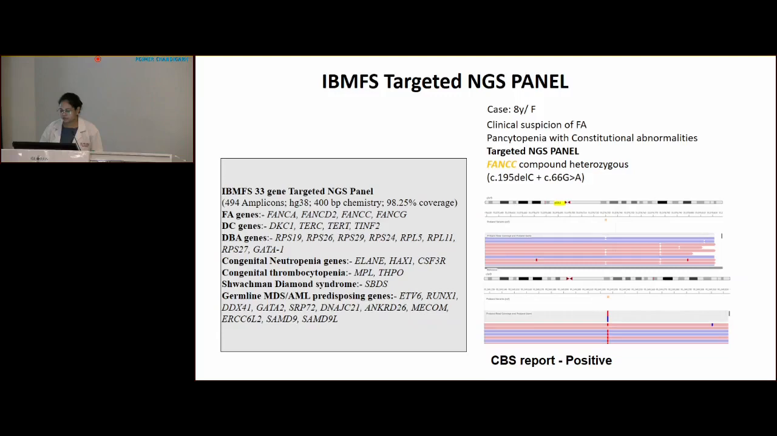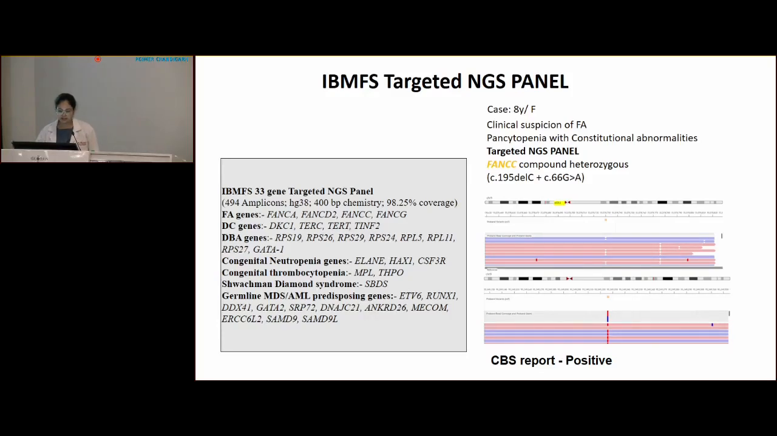So here is an example of a case, an 8-year-old female with a clinical suspicion of Fanconi anemia, who presented with pancytopenia and constitutional abnormalities. We performed a targeted NGS panel, and we found a compound heterozygous variant in the FANCC gene. And this is just a view of the sequence viewer of the Ion Torrent platform. So here are the two variants that we reported for this particular case.